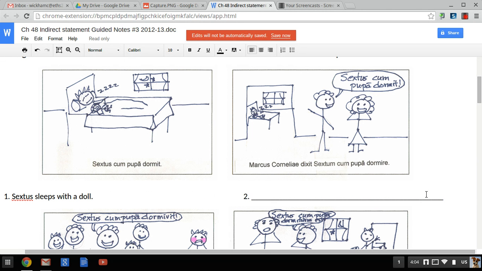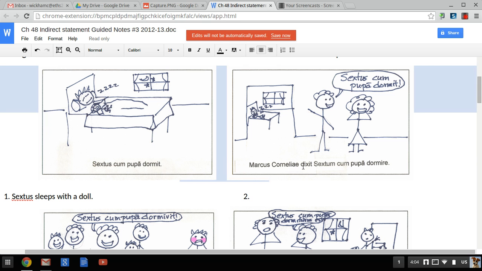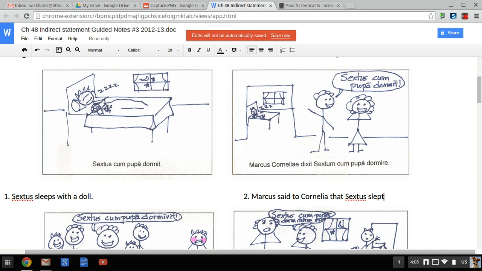All right, now we get into tricky territory. Marcus Cornelii dixit sextum cum pupa dormire. Instead of saying Marcus says to Cornelia that Sextus sleeps with a doll, which is what our indirect statements have been so far, now you can see we've actually changed the tense of the verb of the head. So now it reads, Marcus said to Cornelia that Sextus slept with a doll. And I'll explain why I changed sleep to slept in a little bit.